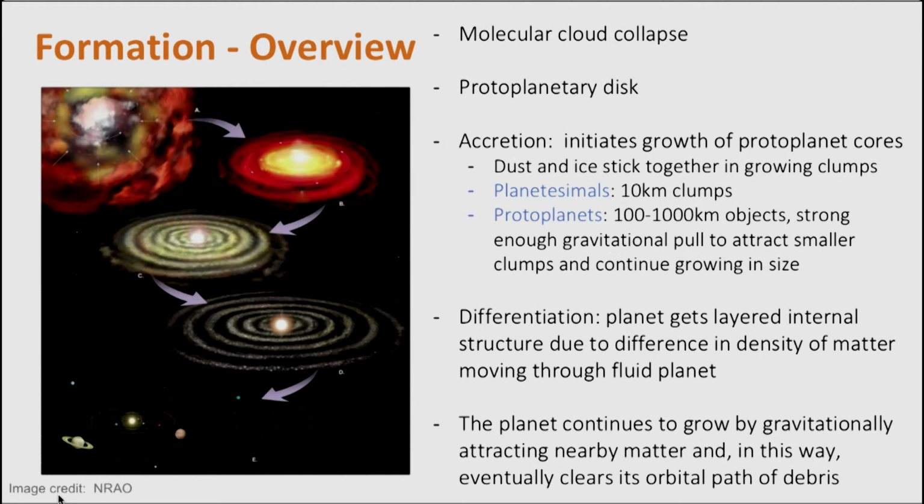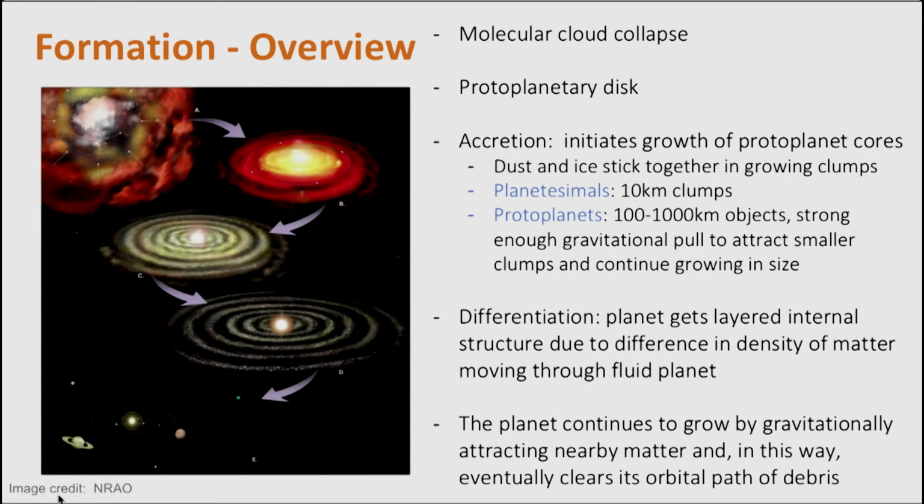Then the process of accretion builds planets in stages, starting from tiny rock and ice particles to things called planetesimals, which are about the size of a city, 10 kilometers, and then upward to protoplanets, which are maybe 100 to 1,000 kilometers in diameter. And these objects are large enough and have strong enough gravity to pull other objects of similar size towards them. So the last stage of planet construction occurs quite quickly.